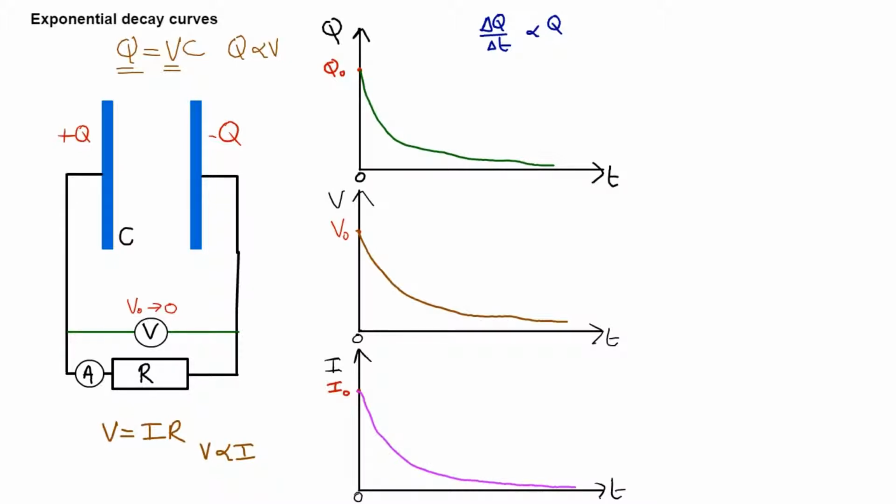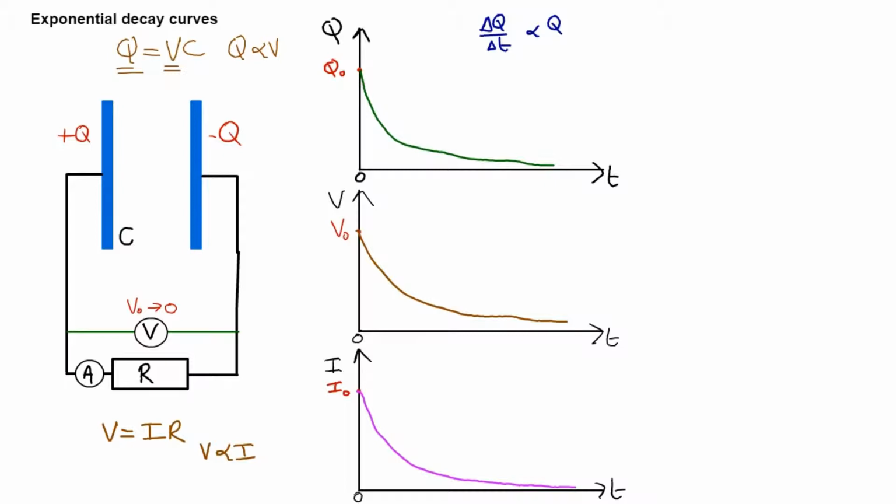Good. So look at that, really nice and easy to remember. The Q graph, the V graph, and the I graph, the charge, the voltage, the potential difference, and the current, all have this exponential shape, and they all go in exactly the same way. Well, we better write down the equations for these three graphs, and they're also very similar.